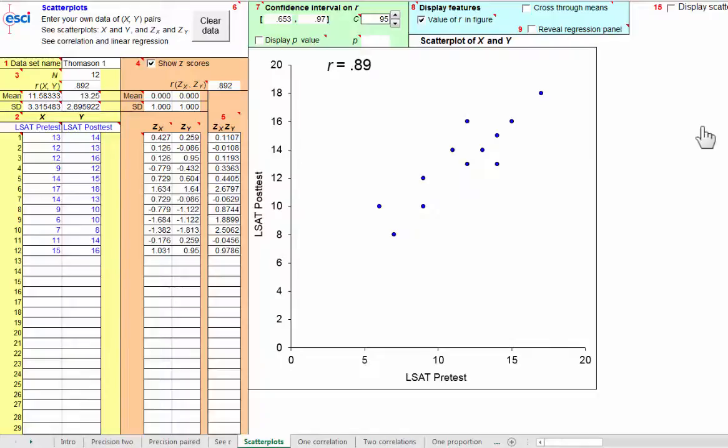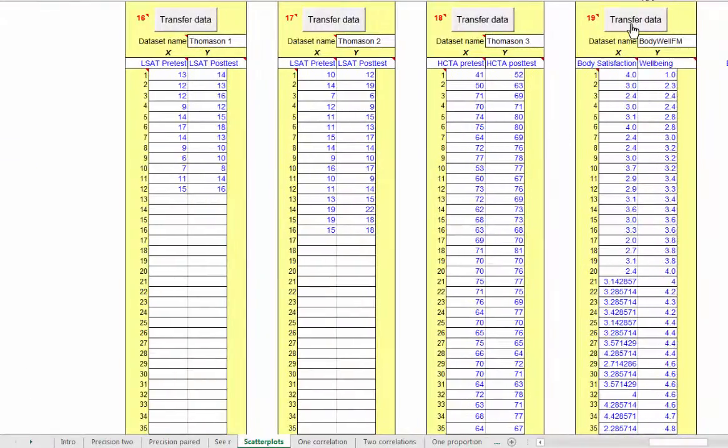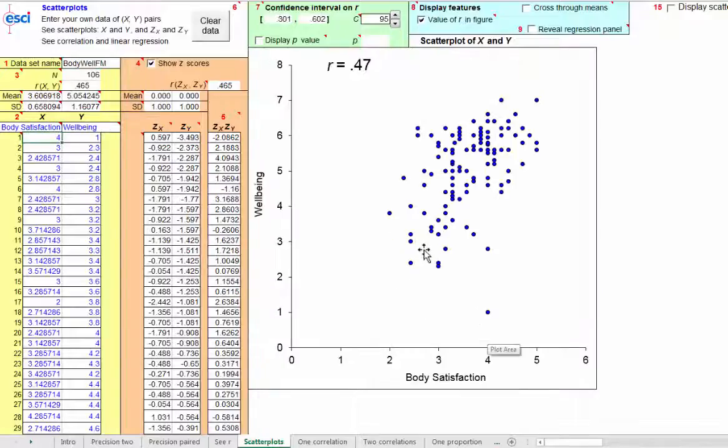Welcome to Correlation. I'm on the scatterplots page. I'd like to get the well-being and body satisfaction data. So I scroll over here and click, and there I have the well-being and body satisfaction data set for 106 students. Each dot is a person, and so this dot, for example, is a person who has body satisfaction at 4 but very low well-being, down at 1.